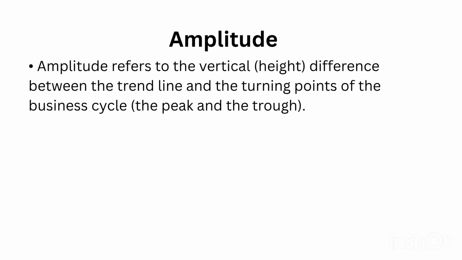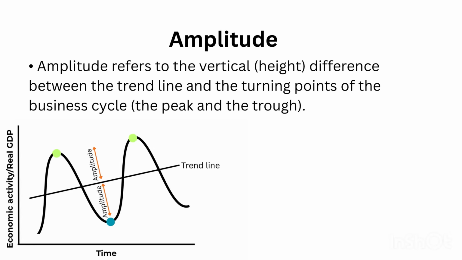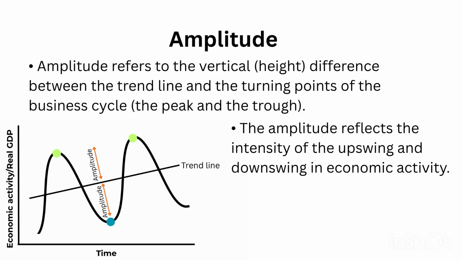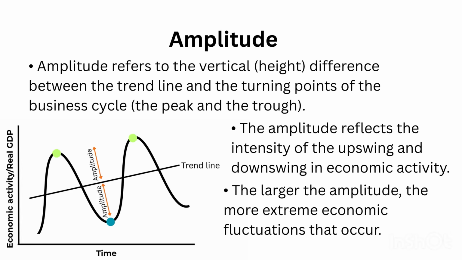Third, it's amplitude. Amplitude refers to the height or difference between the trend line and the turning points of the business cycle, turning points being the peak and the trough. The amplitude refers to the intensity of the upswing and downswing in economic activity. The larger the amplitude, the more extreme economic fluctuations that occur.